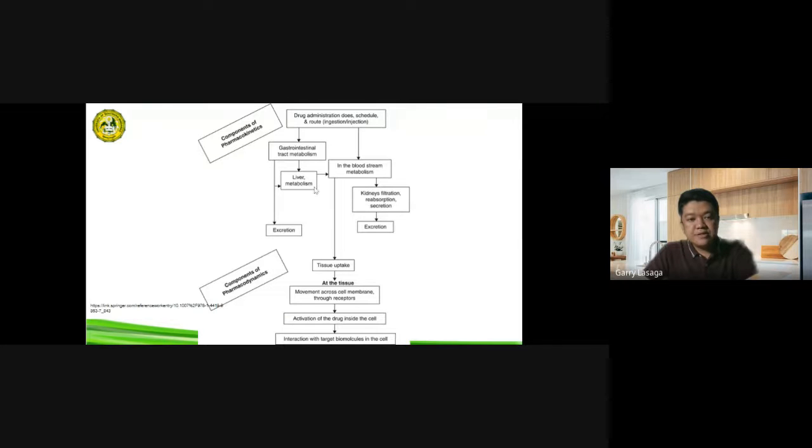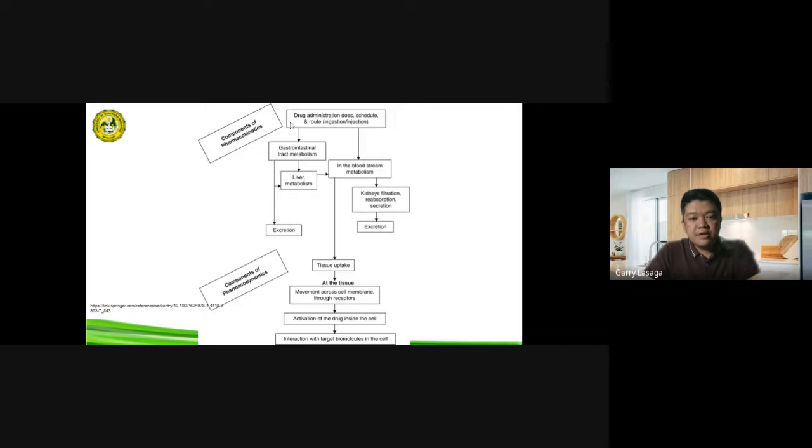The other components of the pharmacokinetics in this diagram are the different routes of drug administration. We can, for example, administer a drug through ingestion, by way of the oral route, or we can use injection. For example, we can use intramuscular, IM, subcutaneous, SC, or intradermal, through the dermis, or through the peritoneum, intraperitoneal.